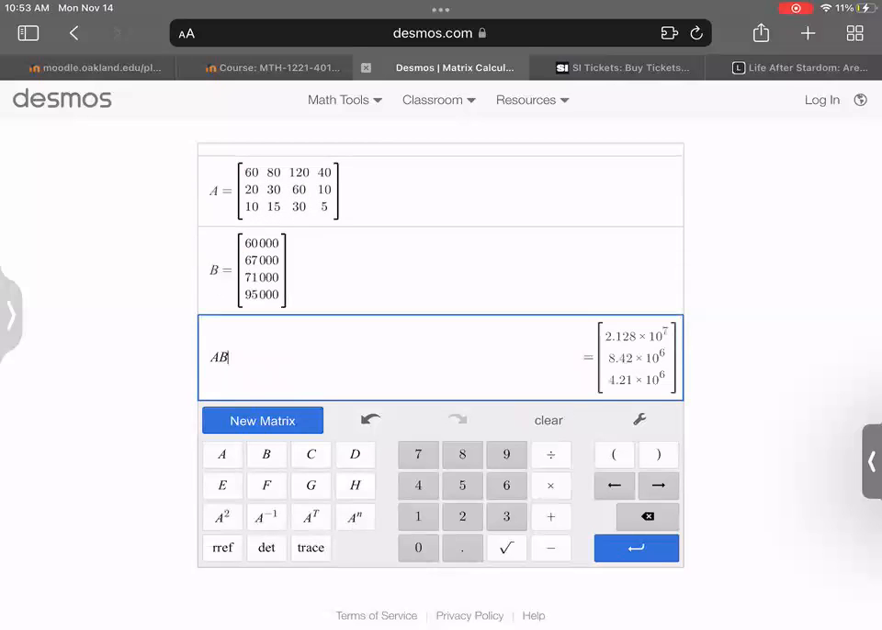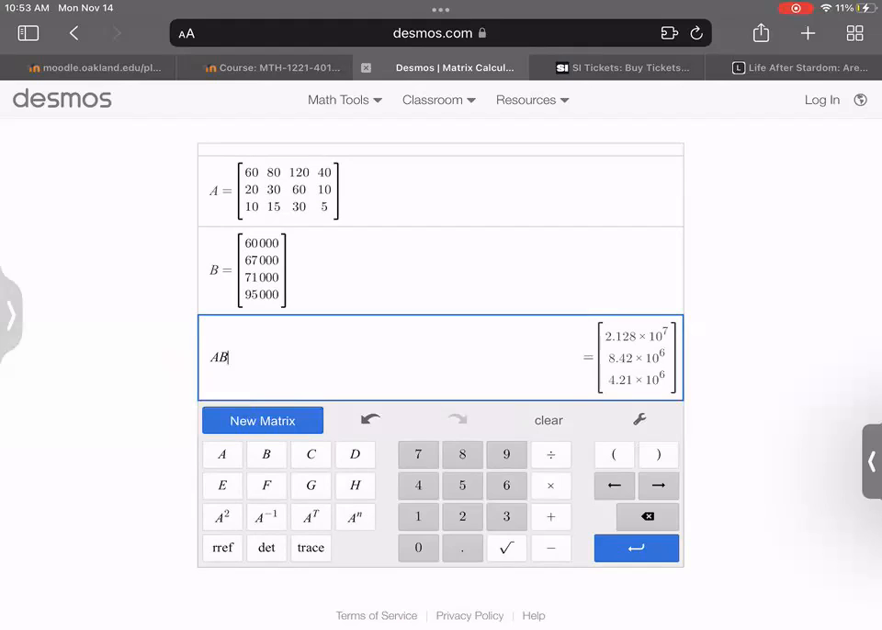There you go. Right. So that's how much they make for each state. New York, they make roughly 21 million, right? Connecticut will be roughly 8 million, and Massachusetts is 4 million.